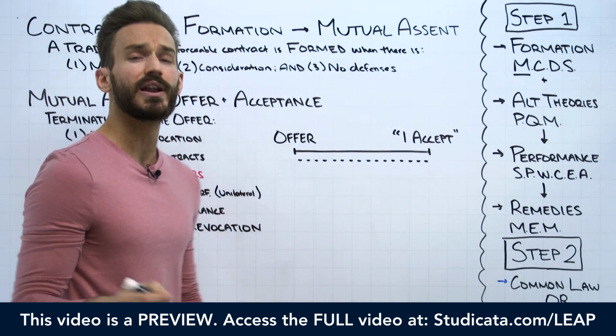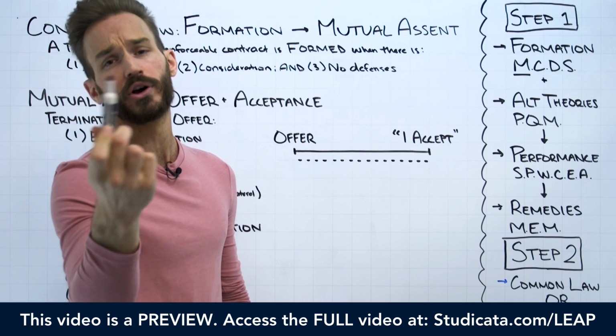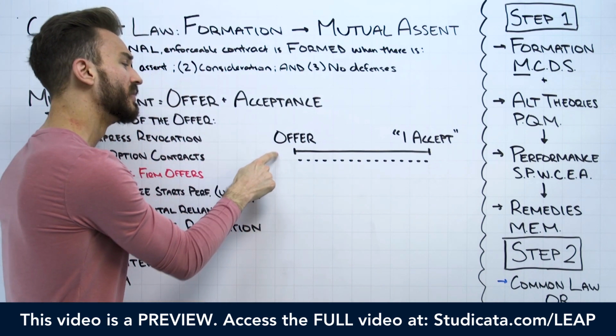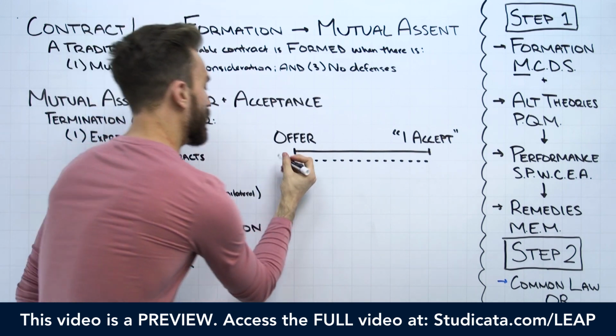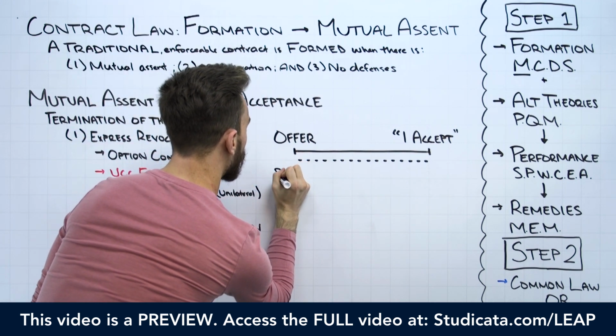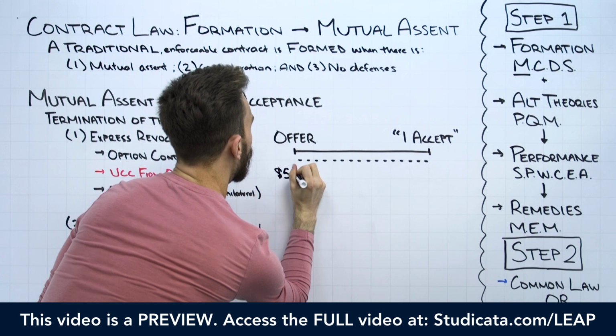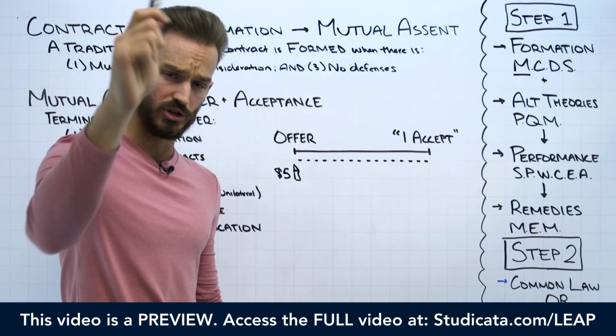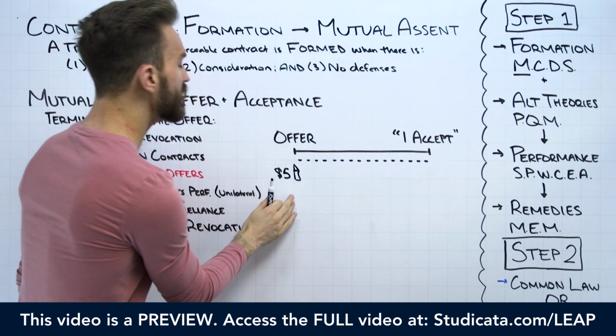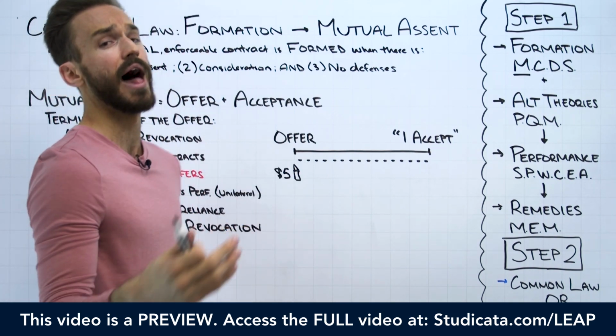In that situation, I offer to sell you this dry erase marker for $5. All 3 elements are met. We have a valid offer, right? So the offer is for the dry erase marker, $5, right? Which I'm trying to draw up here. So we have an offer. I offer to sell you this dry erase marker for $5. We know we have formation of a valid offer.